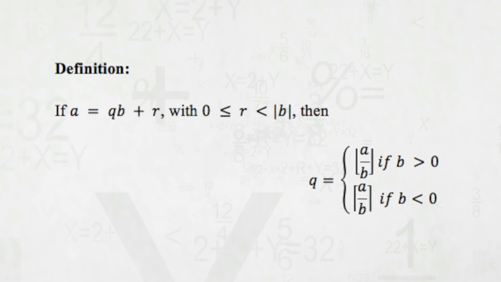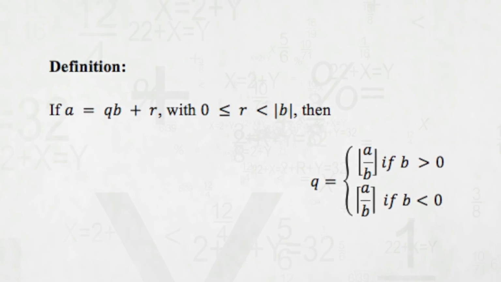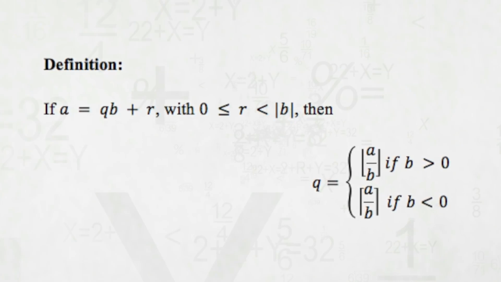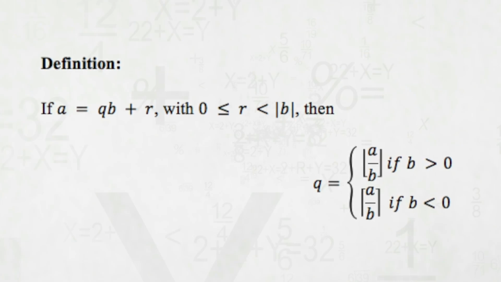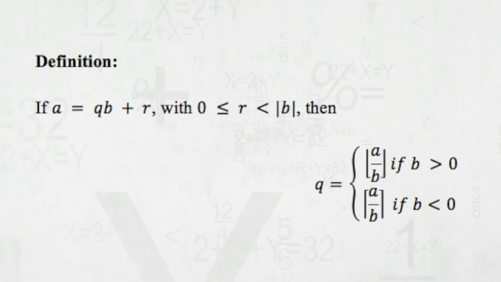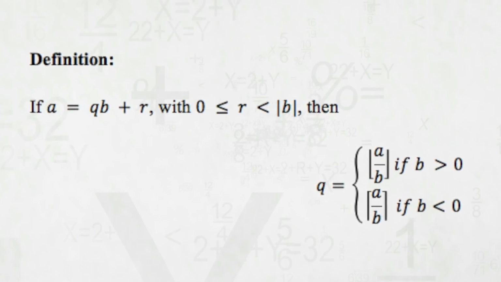Now, we shall see a definition. If A is equal to QB plus R with 0 less than or equal to R less than modulus of B, then Q is equivalent to floor of A by B if B is greater than 0, and the same Q is equal to ceil of A by B if B is less than 0.